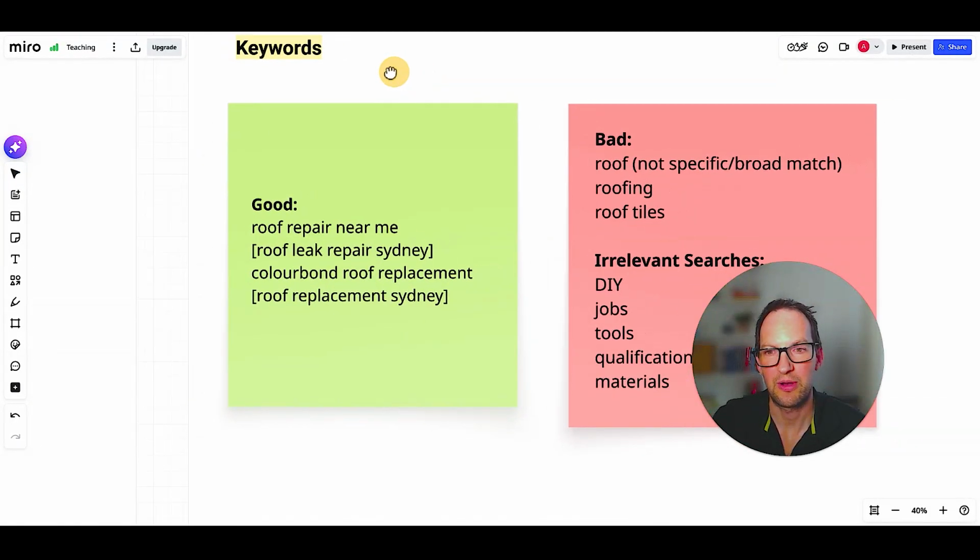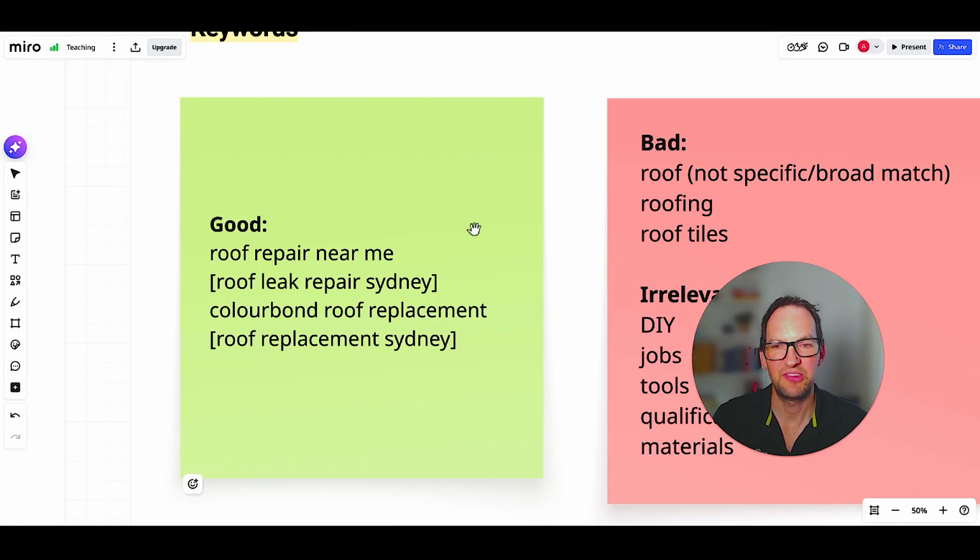So we need to change our strategy. We need to be more specific with the sorts of keywords that we use. So for example, roof repair near me, roof leak repair Sydney. That's going to be a lot more specific. And if you're looking for higher ticket jobs like roof replacements, you might do a specific kind of roof replacement like colorbond roof replacement. Colorbond's popular in Australia, or shingle roof replacement. The more specific you can get, the better quality traffic that you're going to get, and the more likely they are to convert into a paying customer.